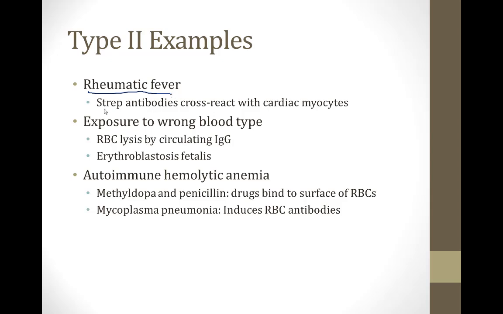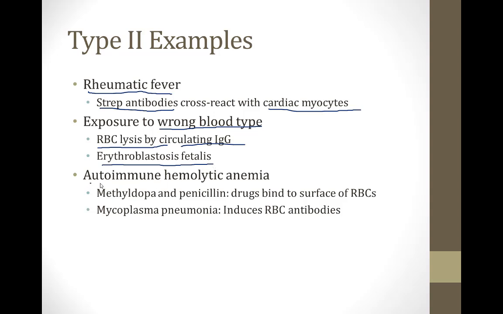Rheumatic fever is the classic example of a type 2 hypersensitivity disorder. In rheumatic fever, antibodies to Strep pyogenes cross-react with cardiac myocytes. This can lead to myocardial damage and damage to the heart valves. Another classic example is exposure to the wrong blood type. If you are exposed to the wrong blood type, you may have lysis of the transfused cells by circulating IgG, and this is what causes erythroblastosis fetalis when Rh-negative mothers have Rh-positive babies.